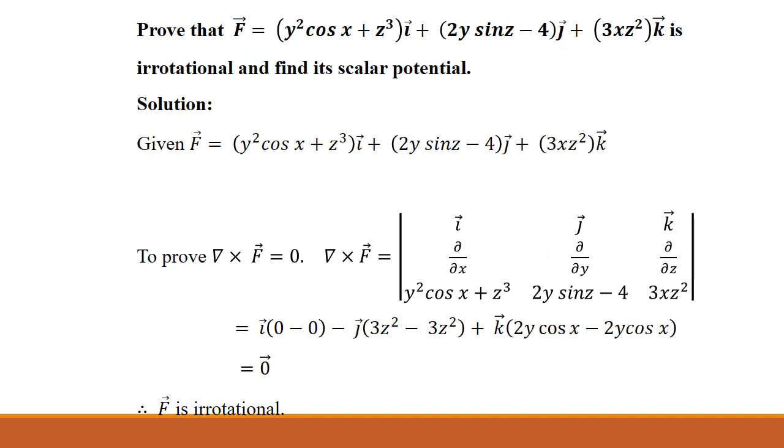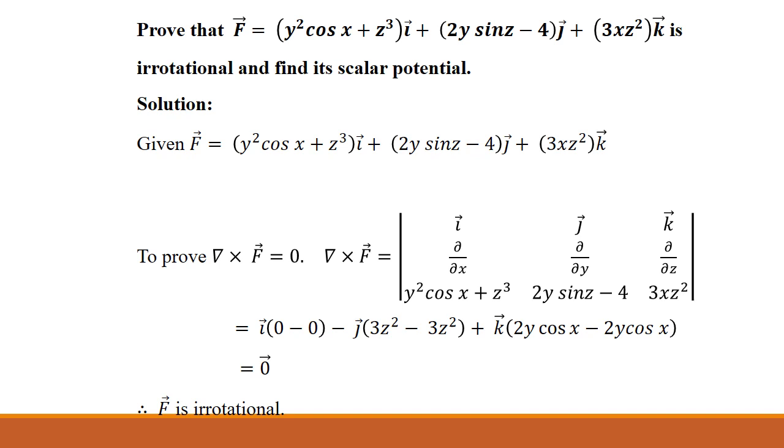Next problem: prove that the given f vector is irrotational and find its scalar potential. The first part is to prove that f vector is irrotational. That means to find the value of del cross f vector. If del cross f vector equals the 0 vector, then f vector is irrotational. The next part is to find its scalar potential.